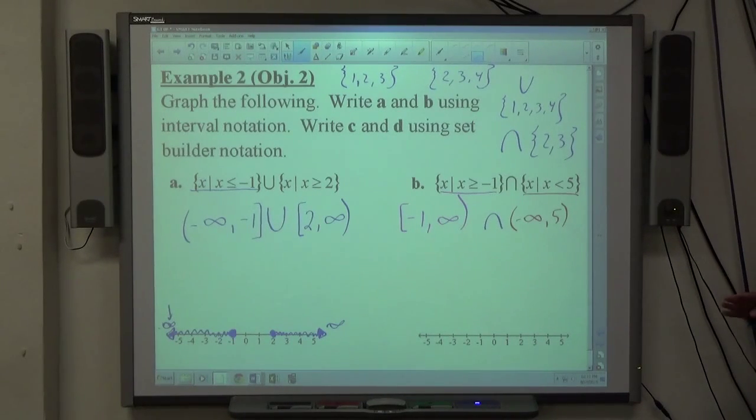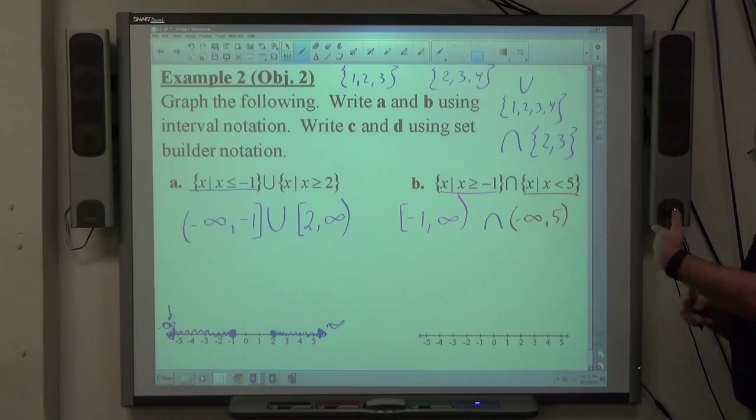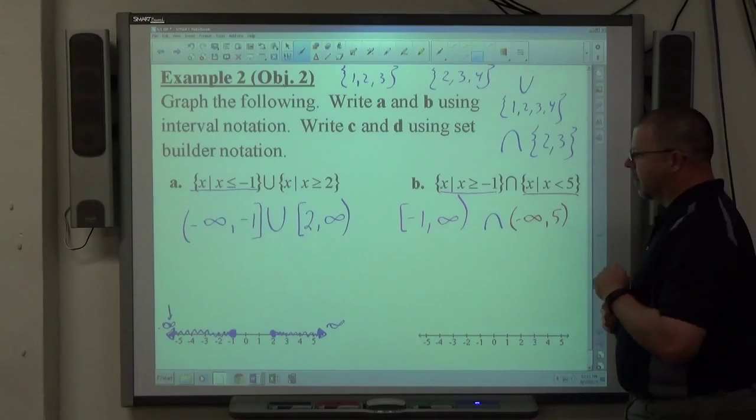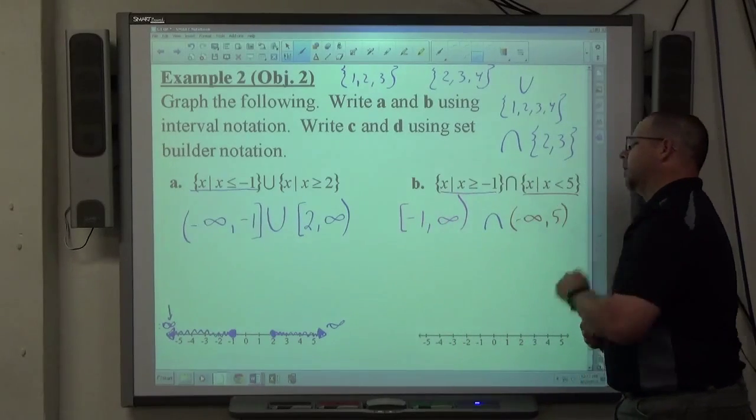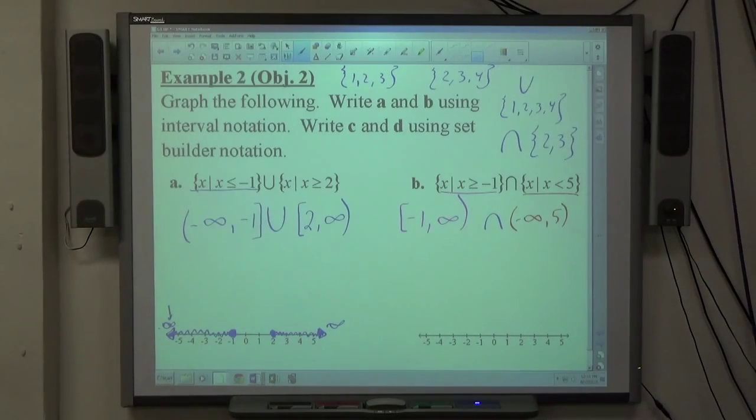Whenever you do interval notation, always start from the smallest number and go to the biggest number, always left to right, in order like that. That's how it should be, because greater than or equal to starts at -1 and gets bigger. Now what we're looking for is an overlap, where these things would overlap.